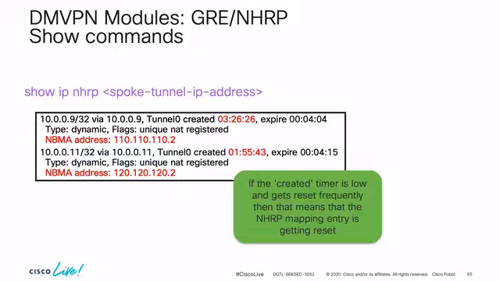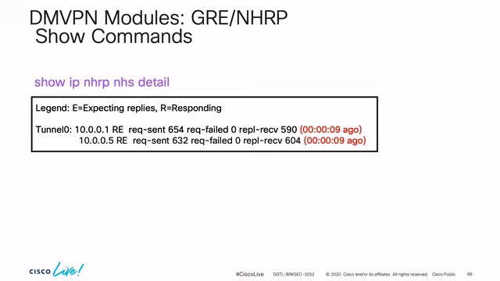Another show command which is interesting is the show ip nhrp nhs detail. This gives us information about how many NHRP packets have been sent and how many responses have been received. In this particular output, what we are seeing is tunnel 0, which has two tunnel mappings, 10.0.0.1 and 10.0.0.5, associated with it as NHS servers.